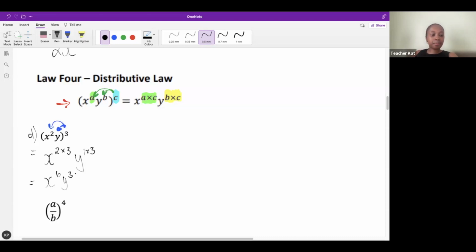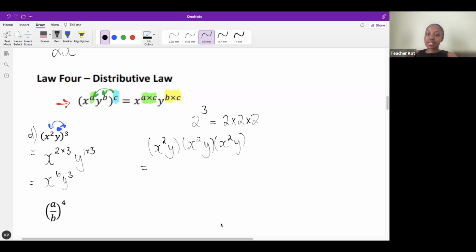Nice, guys. And the reason it works like this is because of law number 1. Remember, what does a cube say? If I say 2 cubed, this is the same as 2 times 2 times 2. So if you take this whole bracket and you say x squared y times x squared y times x squared y. Rule number 1 says if you are multiplying with the same base, what do you do to the exponents? Let's see if we remember the first law.